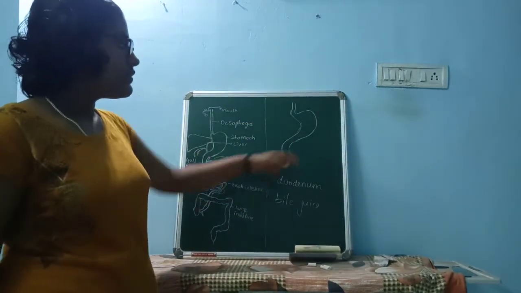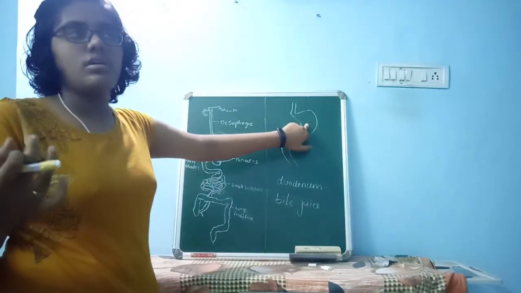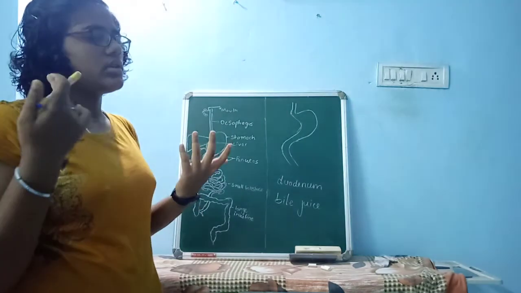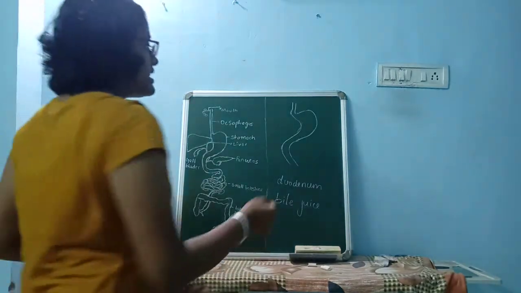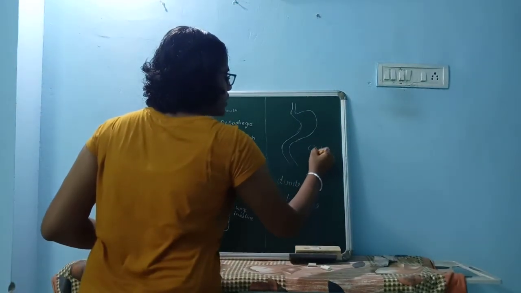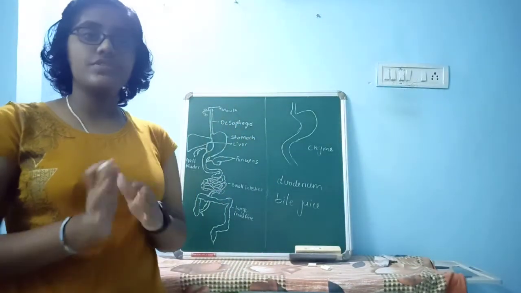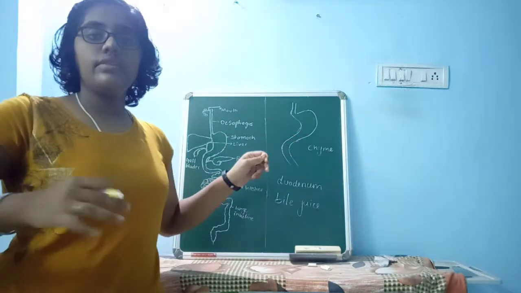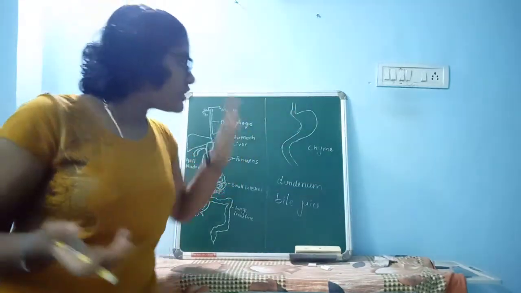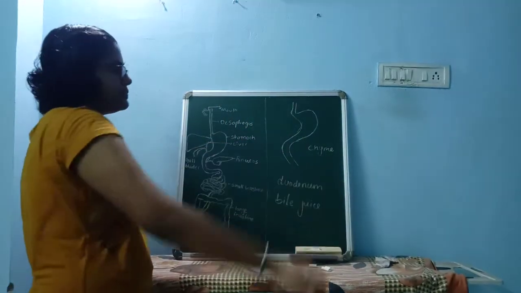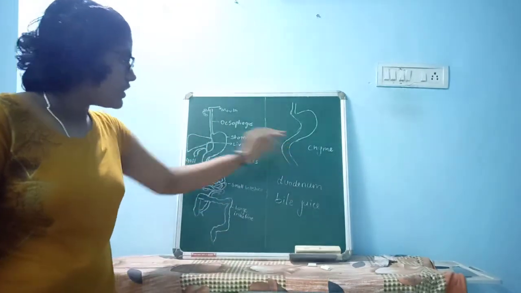The food again from the stomach comes not in a bolus form, but in a somewhat pasted form. That form of food is known as what? Chyme. After the process of churning in the stomach, the food forms a paste that is known as chyme. So this chyme enters the duodenum, through the same peristalsis process.